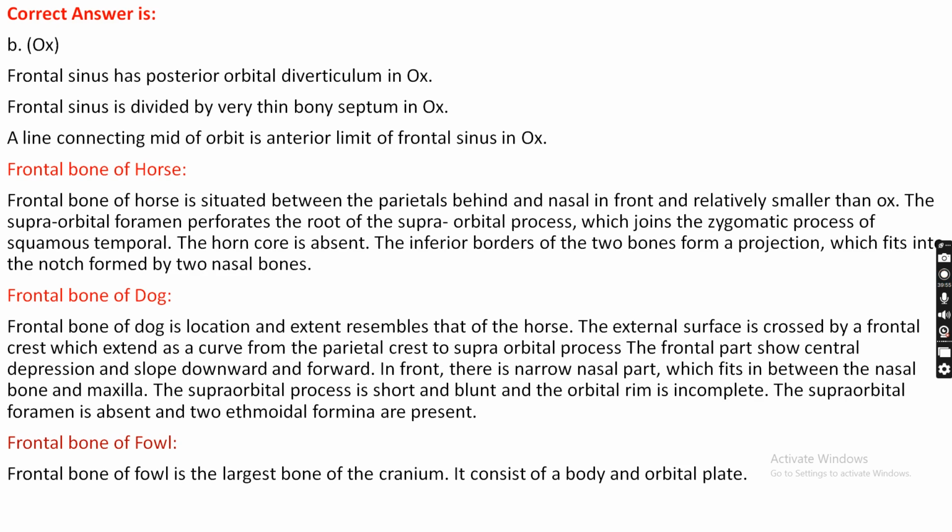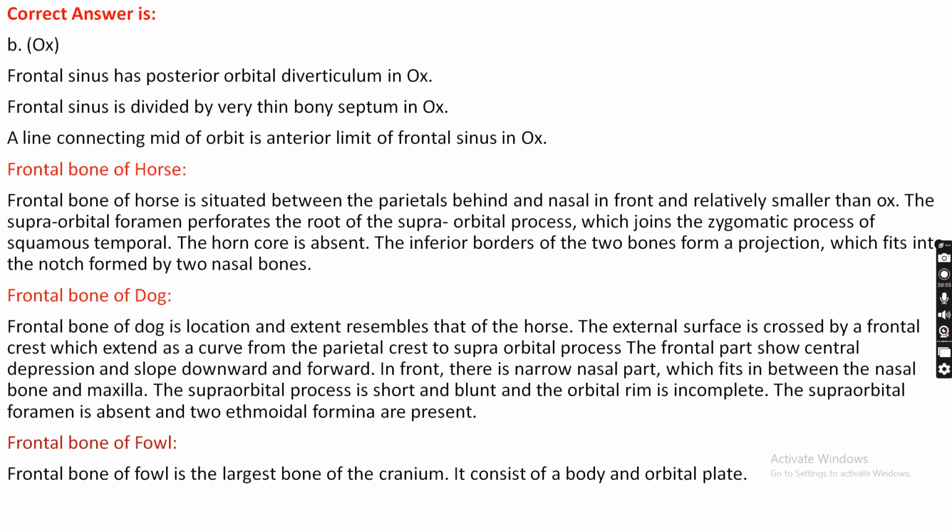The frontal bone of dog, its location and its extent, much resembles the frontal bone of horse. But on its external surface there is a presence of a frontal crest, which extends up to the supraorbital process. The frontal part has a central depression, and in front there is a narrow nasal part too, which actually fits in between the nasal bone and maxilla.